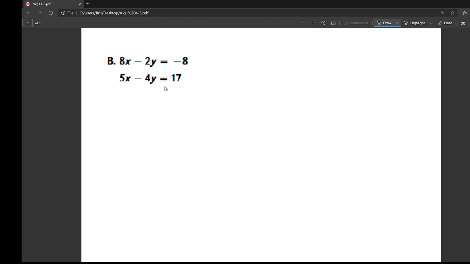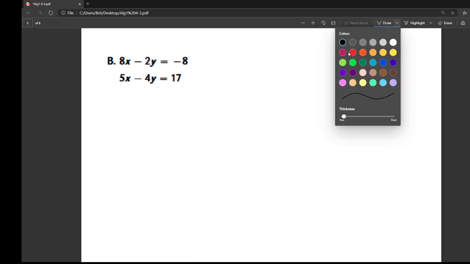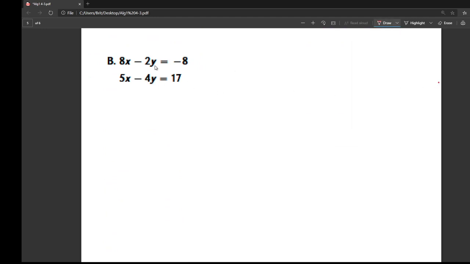Now for part B here, it's going to be really hard if I want to use substitution because none of the variables have a 1 for a coefficient. So I'm probably going to want to use elimination here. Now if you notice, on this top equation, I could get the y's to match fairly easily if I multiply the top equation by -2.